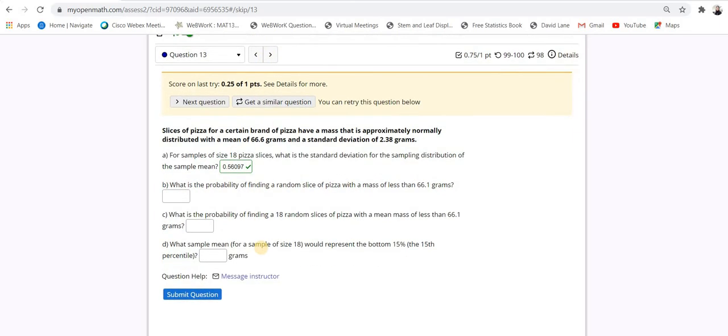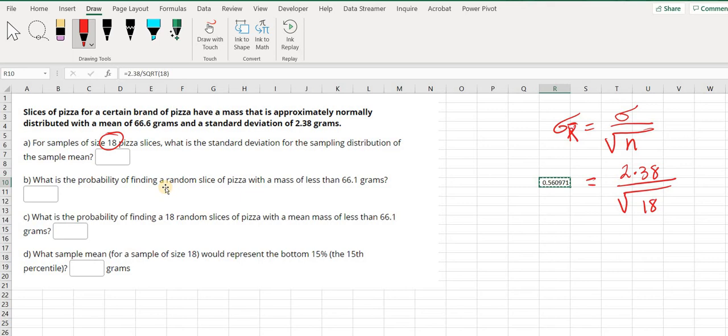The next question, what is the probability of finding a random slice of pizza with a mass of less than 66.1? Now notice here, what is the probability? So the question asks about the probability. I'm going to use the distribution function, NORM.DIST, either this one or 1 minus NORM.DIST. It depends on how the question is framed. What is the probability of finding a random slice of pizza with a mass? So this is just asking about something from the population. The population is slices of pizzas with certain mass.